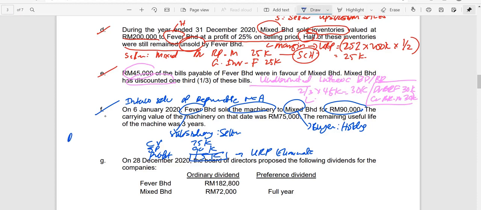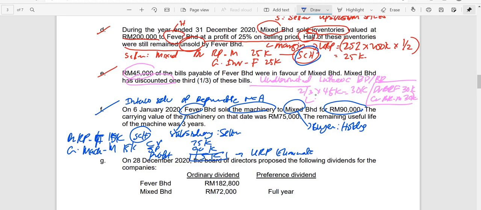So debit retained profit of the seller, which is FAR, 15. F for FAR, 15. That must be removed, and credit the item machinery of the buyer, which is Mix, M for Mix. So that will be affecting the schedule, the SCH schedule, again, just like this.